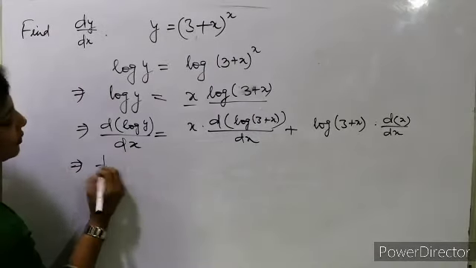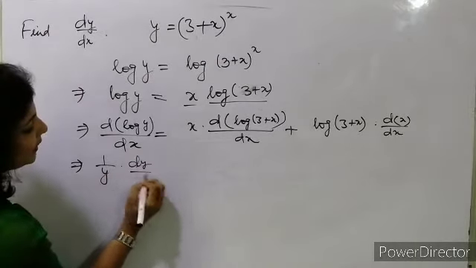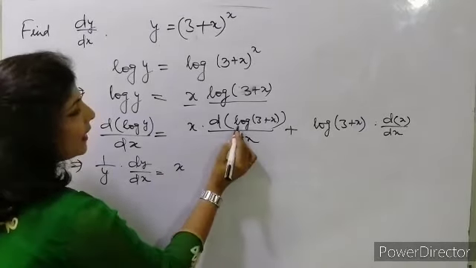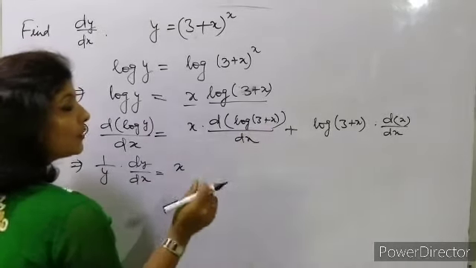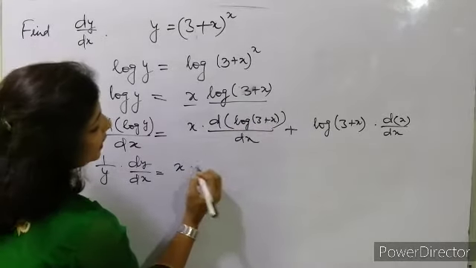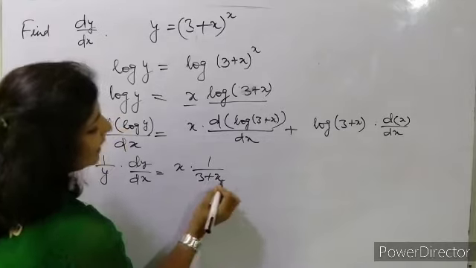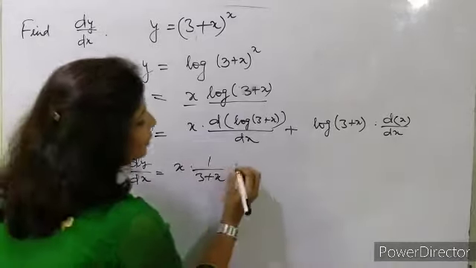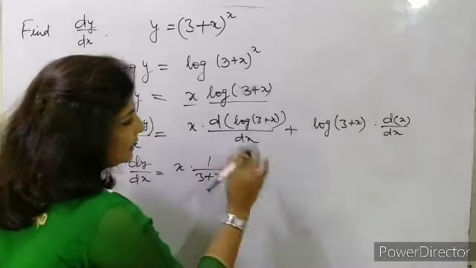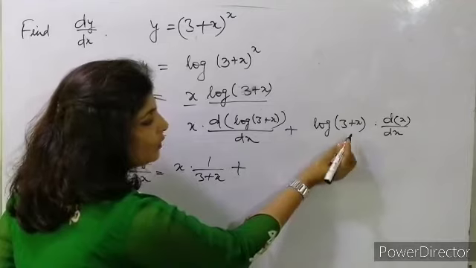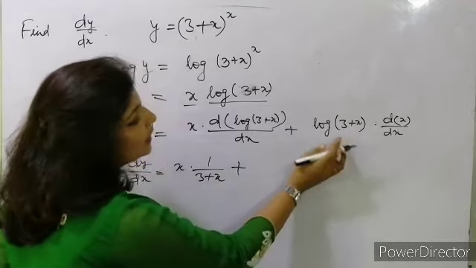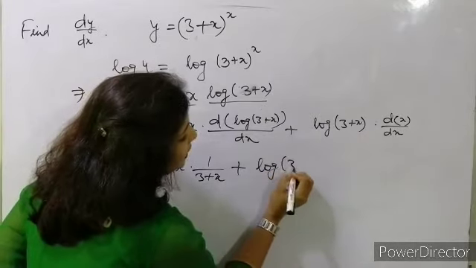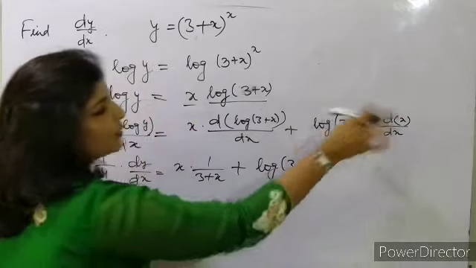So it will be 1 upon y dy by dx is equal to x. Right here, the derivative of log of 3 plus x will be 1 upon 3 plus x, and the derivative of 3 plus x we have to find out, but that will be 1, so there will be no change, we need not multiply anything with this. And now the derivative of x will be 1, so we'll write here 3 plus log of 3 plus x multiplied by 1.